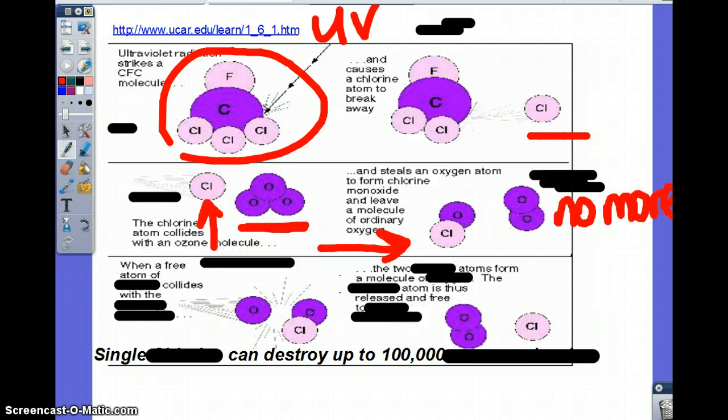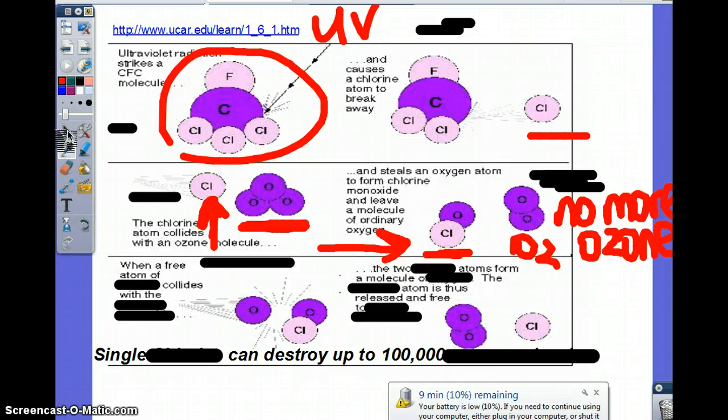So I'll pause. Repeating step 2: chlorine reacts with ozone right here. It takes away an oxygen, forming chlorine monoxide, and oxygen gas is left over, so no more ozone. At this point is where the ozone depletes. So what do we have now? You have 2 oxygens. We have oxygen gas, which we know we breathe in, so there goes that. And what else? Oxygen and chlorine. Chlorine monoxide.